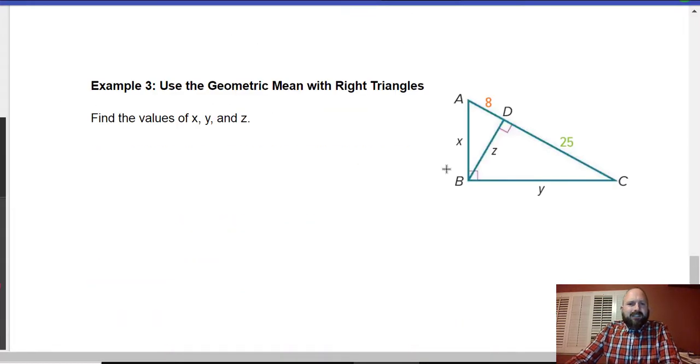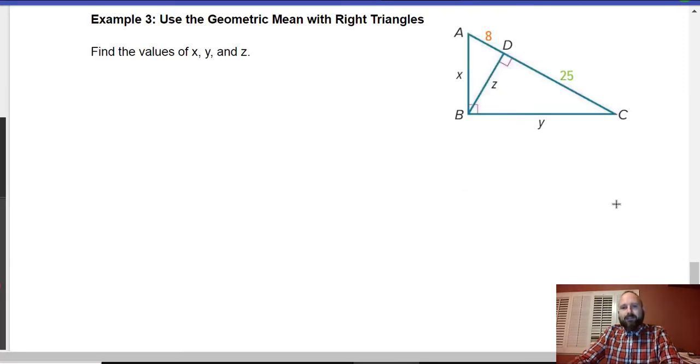So let's do using the geometric mean with right triangles. Example 3, we're actually going to use numbers now. Why don't we do it? It says find the values of x, y, z. Well, the first thing we have to do is make our triangles. Let's do it.